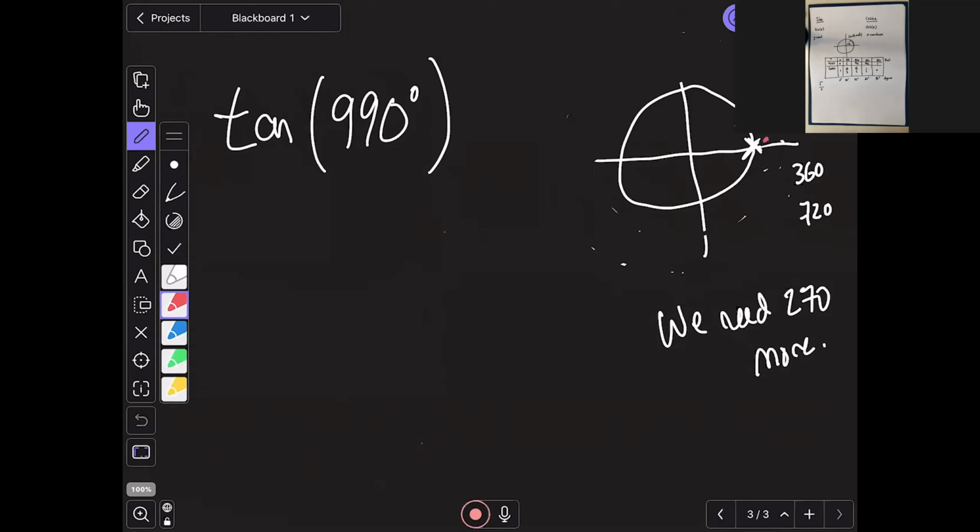Okay. So 270 more. If I'm here after 720, I keep going. This would be 90 more. This would be 180 more, and then 270 would put us right here, right? So this would be 990 degrees.